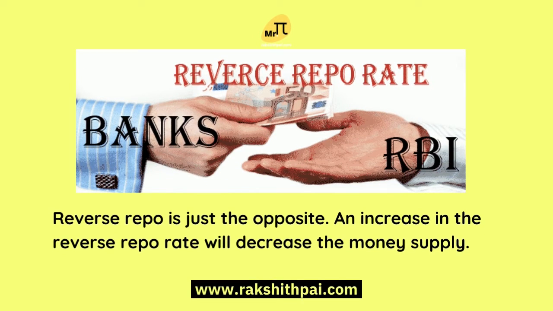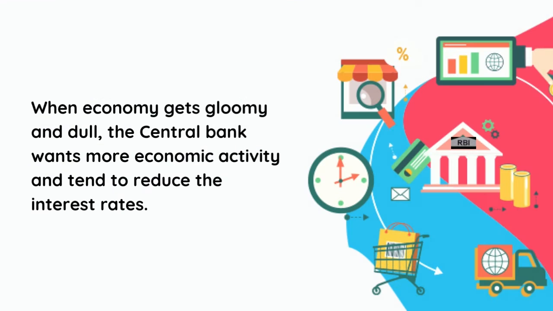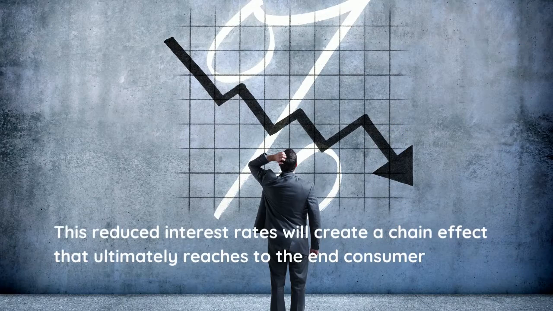And reverse repo is just the opposite. An increase in the reverse repo rate will decrease the money supply. When the economy gets gloomy and dull, the central bank wants more economic activity and thus tends to reduce the interest rates. This reduced interest rate will create a chain effect that ultimately reaches the end consumer.